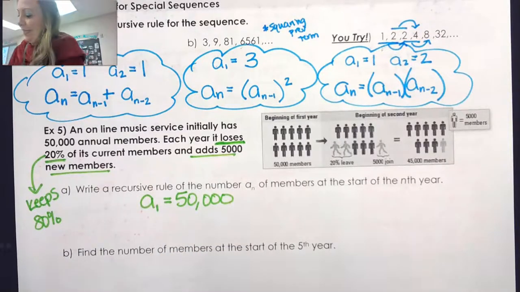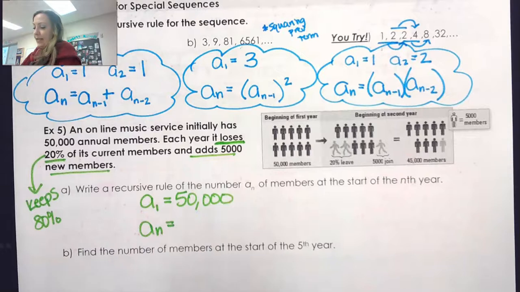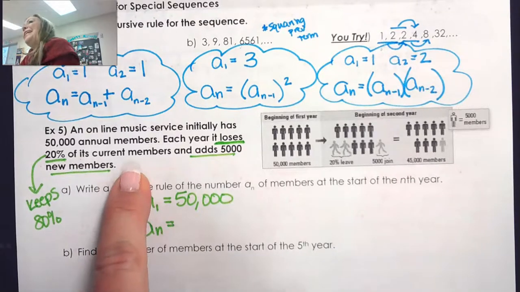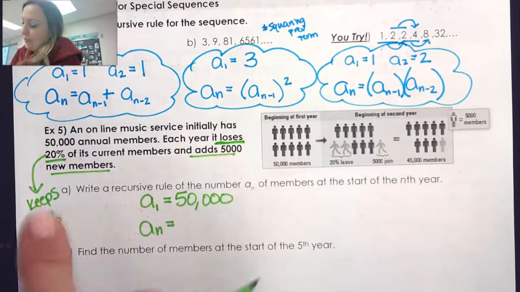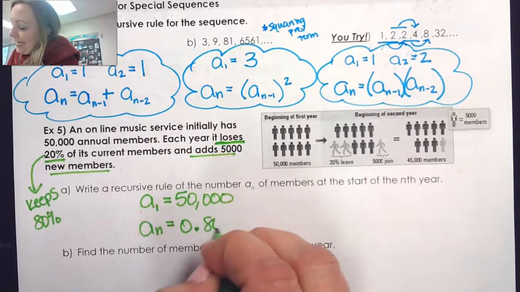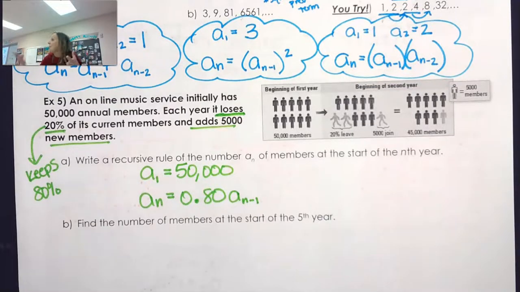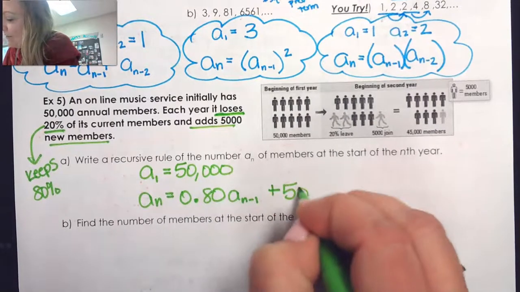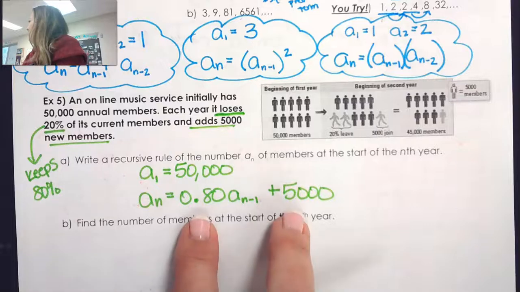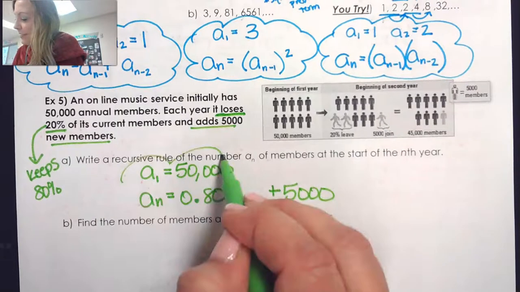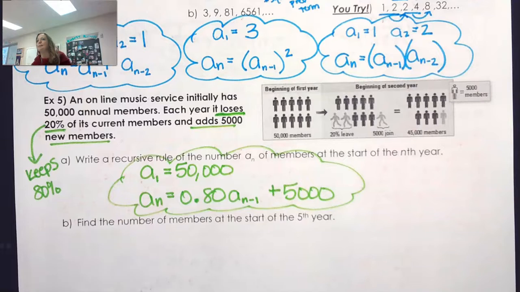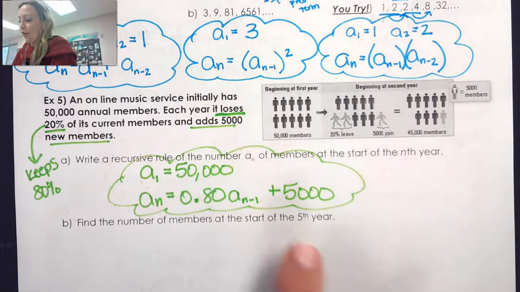Okay. Now, each year, it's going to keep 80% of its current members. So I'm going to keep 80% of the a sub n minus 1. Again, that's of the previous year, okay? But then something else happens too. What else happens? We also add 5,000. So this is like a combination of the two, right? It's not arithmetic, it's not geometric, but it has some pieces of both. So let's find the number of members at the start of the 5th year.